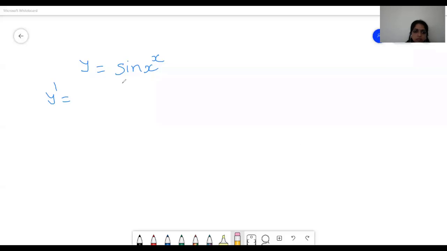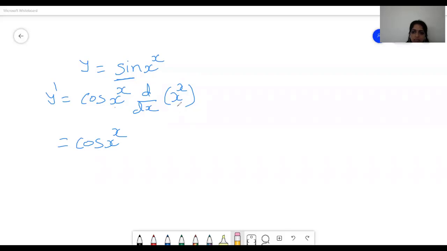Yes, see students, this is our main function, sine, right? This is our theta. So the first derivative of this function: the derivative of sine is cos, and the theta will remain the same. And then we are applying the chain rule, that is d by dx of x raised to x. Okay, you understand? Our main function is sine, so the derivative of sine is cos. This x raised to x is our theta, so it will remain the same. But after that, applying the chain rule, d by dx of x raised to x. So cos x raised to x.